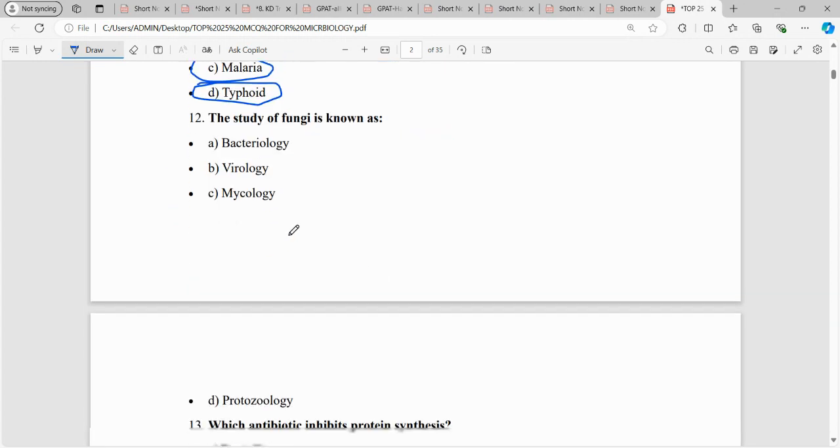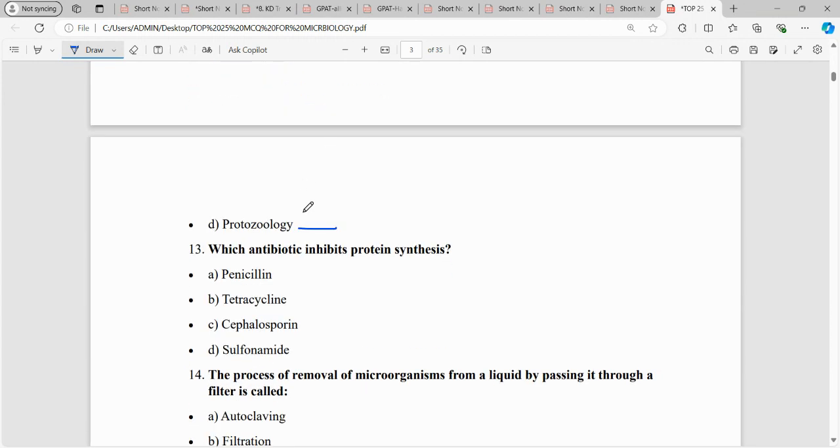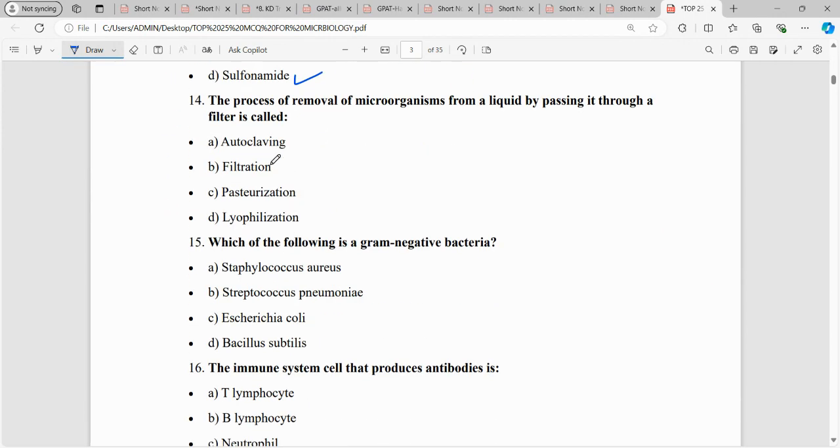The study of fungi is called, obviously, mycology. Virology is the study of viruses, protozoology for protozoa, and bacteriology is for bacteria. Which of the following inhibits protein synthesis? So, as mentioned above, cephalosporin acts on the cell wall, penicillin on the cell wall, sulfonamides inhibit DNA synthesis via dihydropteroate synthase inhibition. But tetracycline inhibits the 30S ribosomal subunit, thereby inhibiting protein synthesis.